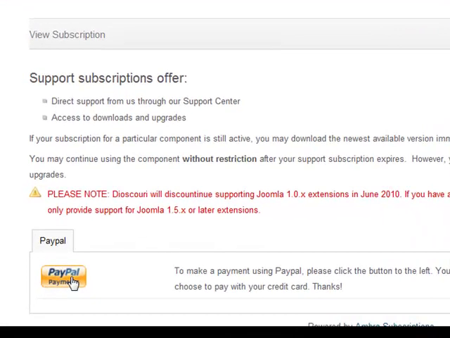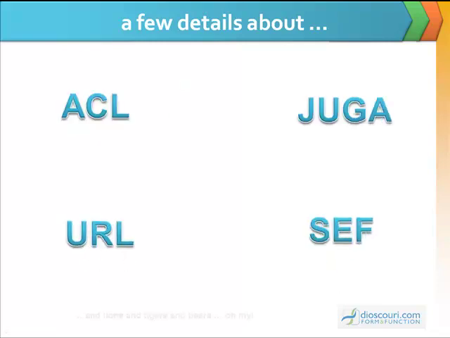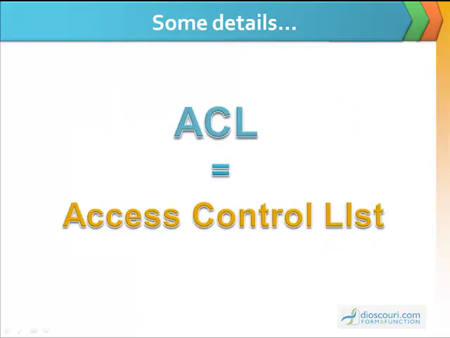Now wait, before you click that button, you need to know a few details about JUGA, ACL, URLs, and a few other acronyms. First, ACL stands for Access Control List. That just lets you determine who can get to what on your Joomla website.